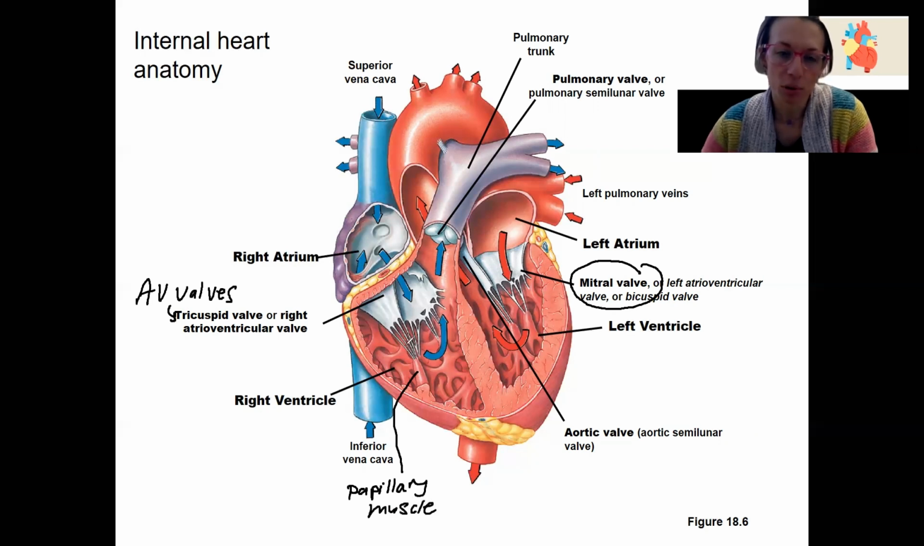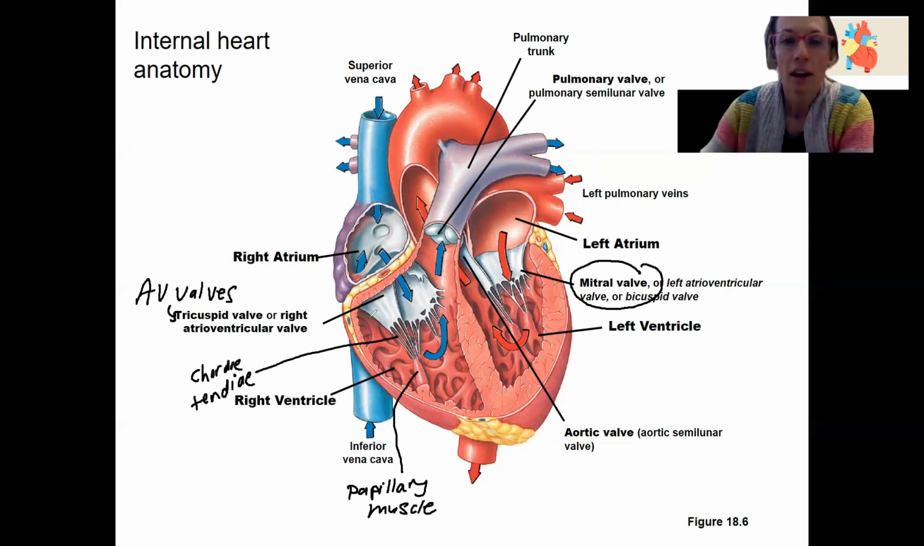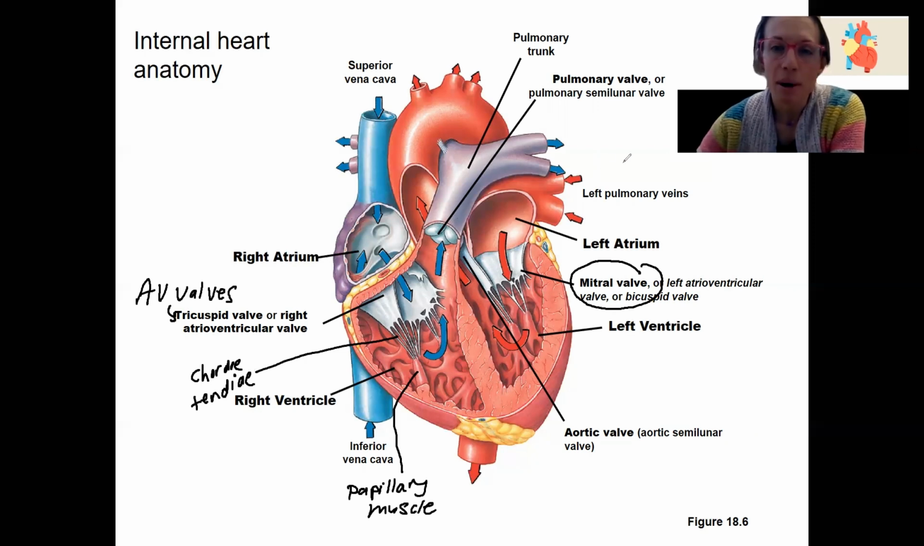It's the muscle that's going to pull down on these cords right here, which are called chordae tendineae. And these structures are going to be important for how these AV valves function. Then I already had these pop up. We have these semilunar valves. That's the other two. The only one in the view here is the pulmonary semilunar valve.